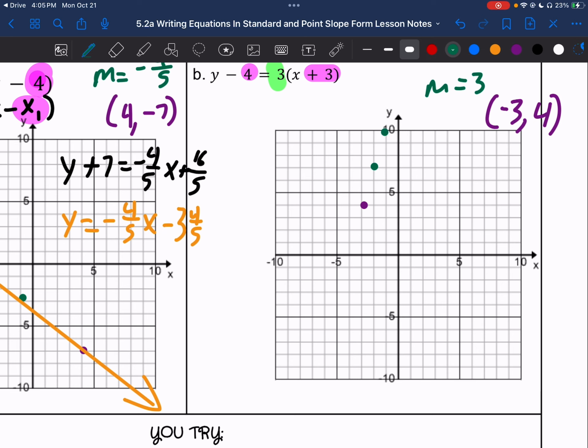I have the bare minimum points. I do like to have some more, so I go down 1, 2, 3 to the left 1, and repeat that a few more times. And now I'm able to draw my line in. And we have our arrows at the end, and we are good to go.